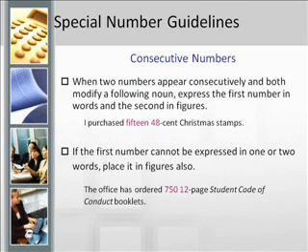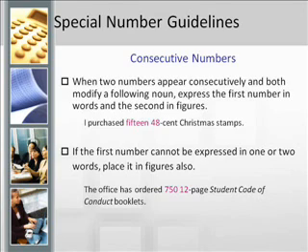Let's turn our attention to consecutive numbers. When 2 numbers appear consecutively and both modify a following noun, express the first number in words and express the second in figures. Take a look at the example here. I purchased 15 48-cent Christmas stamps. There are 2 numbers that appear consecutively, 15 and 48, and both modify the following noun of stamps. So we express the first number in writing and the second number as a figure.